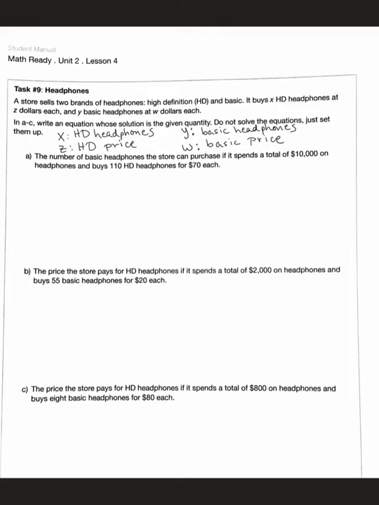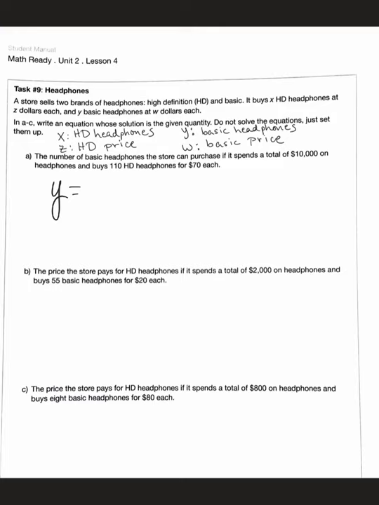Okay, so they're asking you to figure out the number of basic headphones that they can purchase. Well, we already know the number of basic headphones is represented by Y. So we know it's going to be Y equals. Okay, now to figure out how many basic headphones they can buy, we've got to figure out how much money they have left to spend on those.